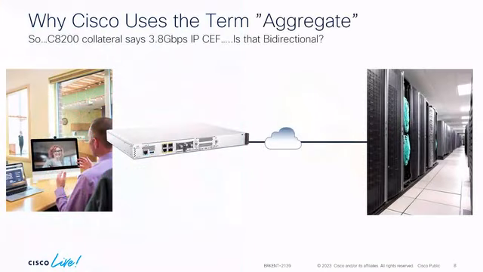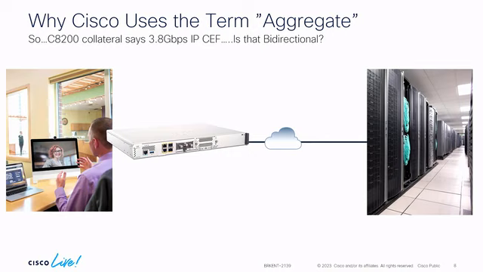First of all, why we always use the term aggregate in Cisco. If I had $1 for each time I get that question, then I wouldn't be standing here, I'll tell you that. Very, very common question. So why don't we use bidirectional instead? You said aggregate, is that the same as bidirectional?